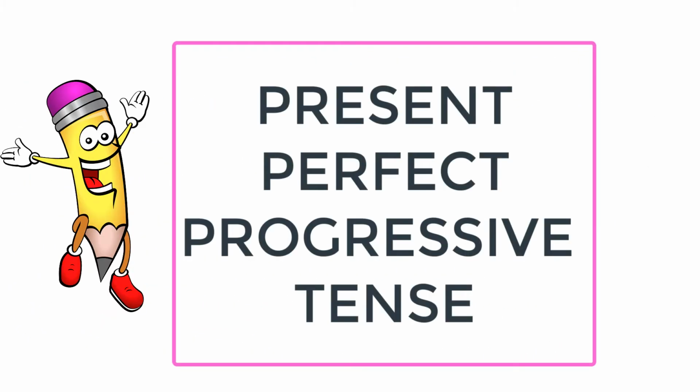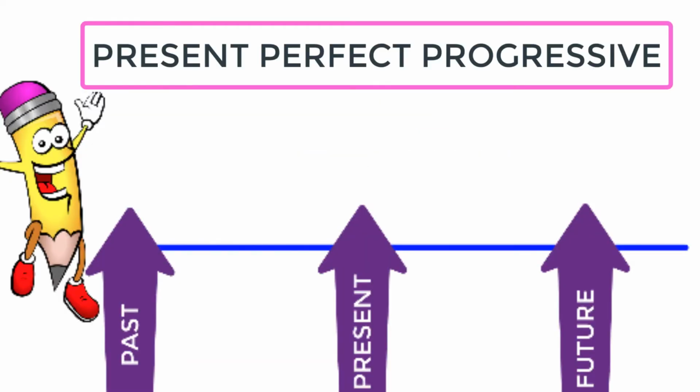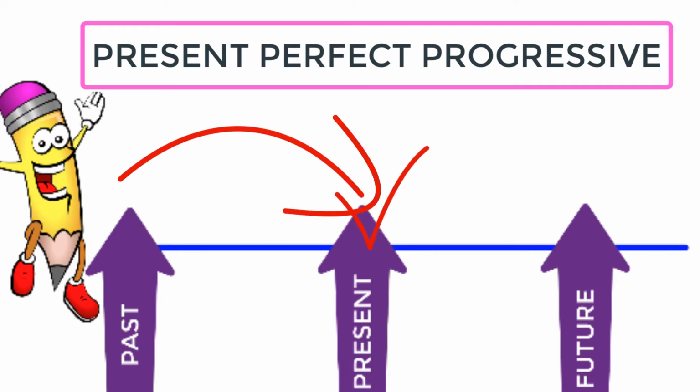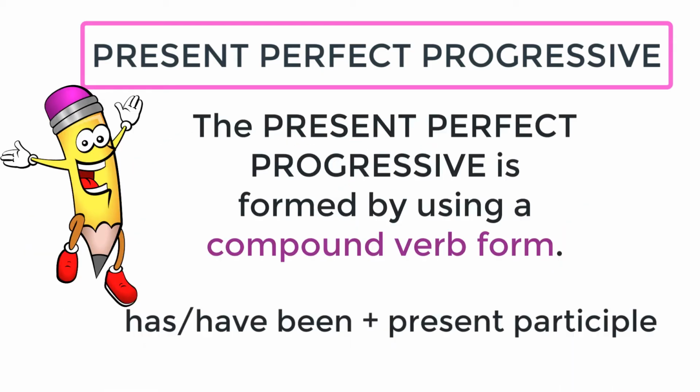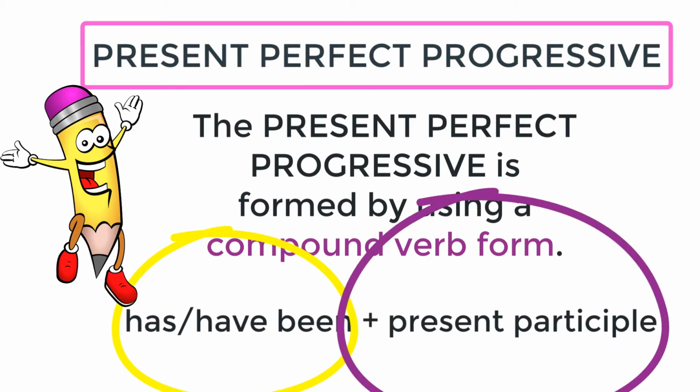Let's go on to the present perfect progressive. The present perfect progressive, also referred to as the present perfect continuous, is a verb tense which is used to show that an action started in the past and has continued up to the present moment. The present perfect progressive is formed using the construction has been or have been plus the present participle.